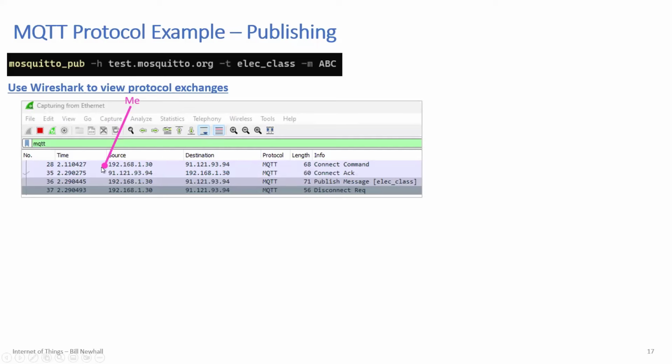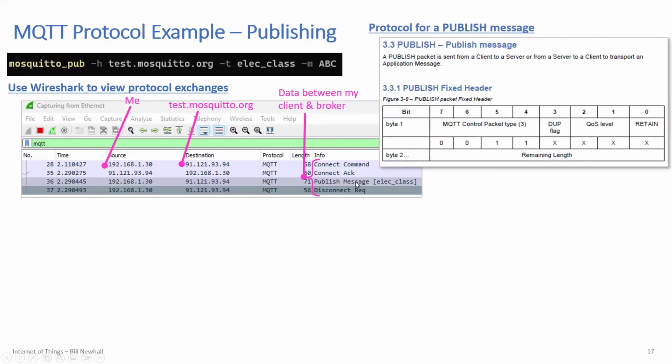When I hit enter, you could see that I sent from my IP address to test.mosquitto.org's IP address. And then you can see the information that's sent. There was a connect command, a connect ACK, a publish message packet, and then a disconnect. And if you look at the publish message, this is the protocol. So while you're digging down into the bits, if you wanted to see what's going on there, you could see there's a packet type for the publish packet.